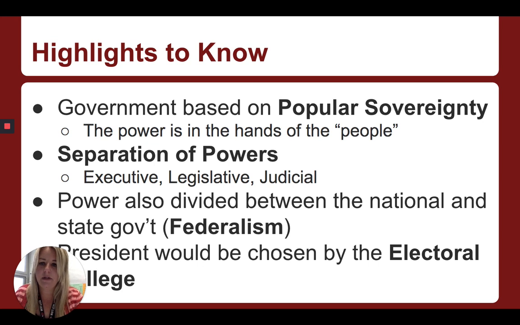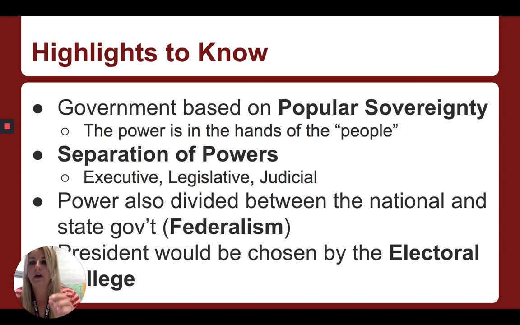Another highlight to know about the Constitution is that this power is also divided between national and state governments. We've talked about that with federalism. So not only are they dividing up power within the federal government, but also dividing it between the federal government and the states, taking that power, giving it to lots of different people, so people are forced to work together.